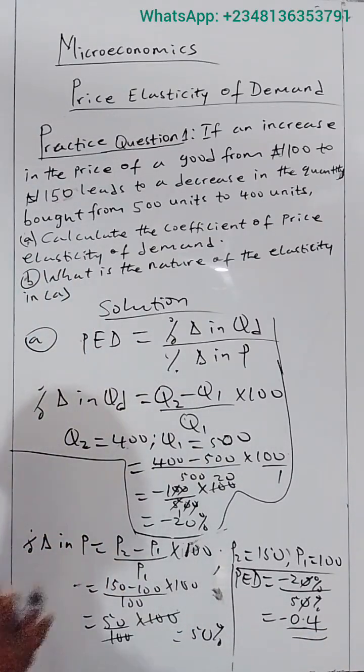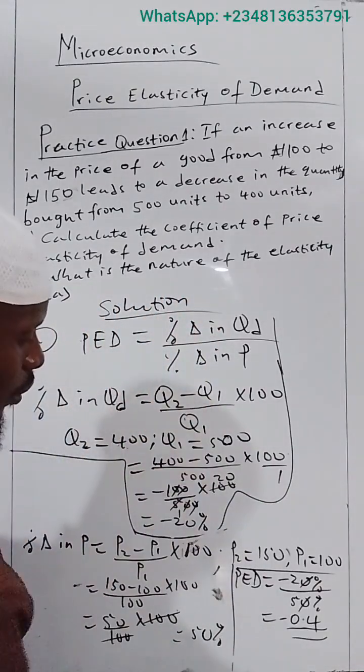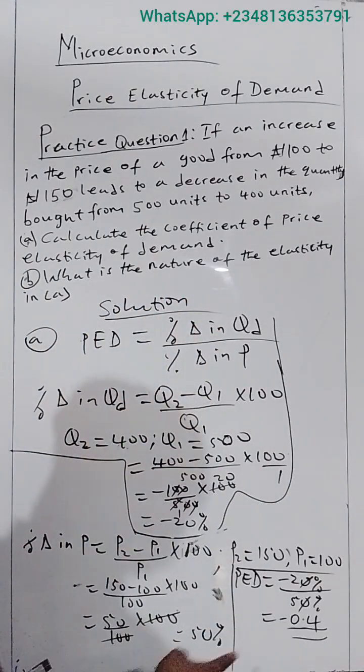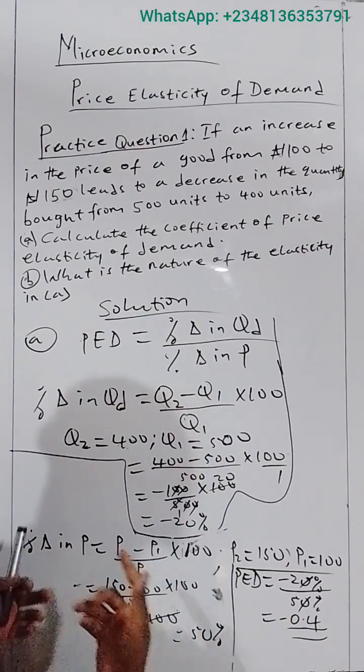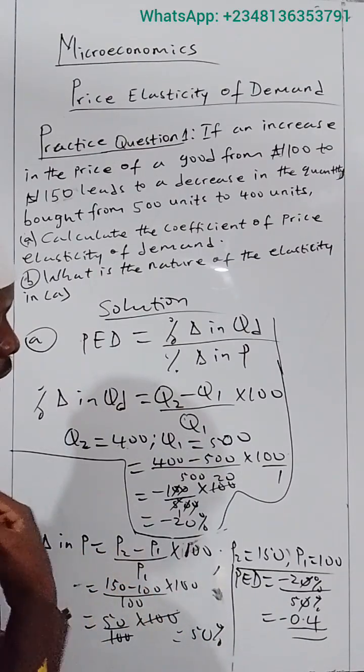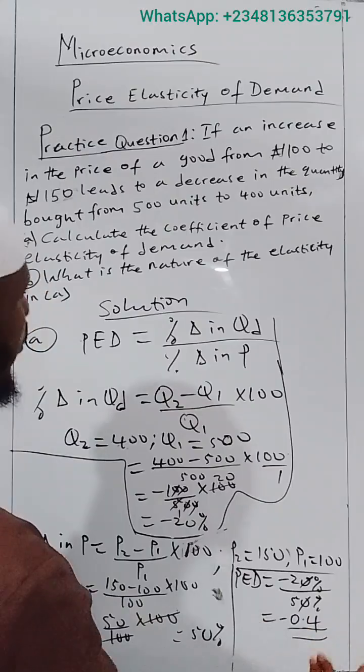Okay. What of B? What is the nature of the elasticity? The question asks whether this elasticity is elastic, inelastic, perfectly elastic, or unitary elastic. That was what they asked. So how do we know the nature of the elasticity? We just look at the coefficient here. I told you to ignore the sign when you are dealing with price elasticity of demand. So ignoring the sign here, we got 0.4.